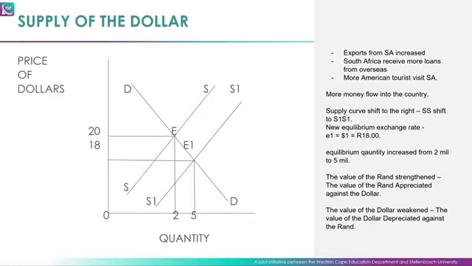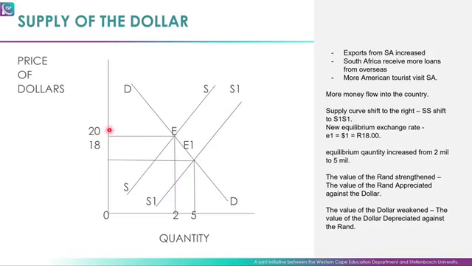Let's look at the supply of the dollar now, right? Let's look at it from a supply perspective. We've looked at it from a demand perspective. Now let's look at a supply perspective. Once again, let's first just see what this graph is telling me. There's my demand curve. Original supply is E, and my original cost was 20 Rand to the dollar and 2 million being demanded and supplied.